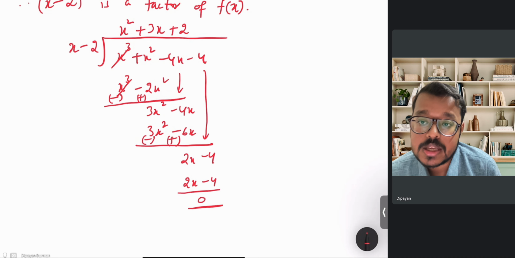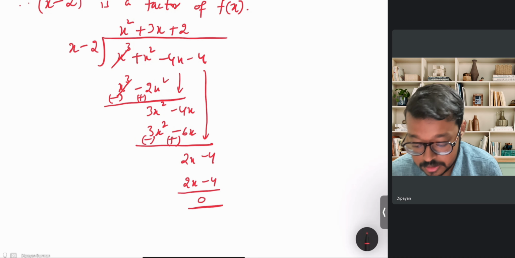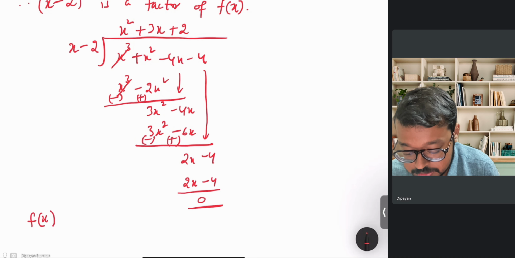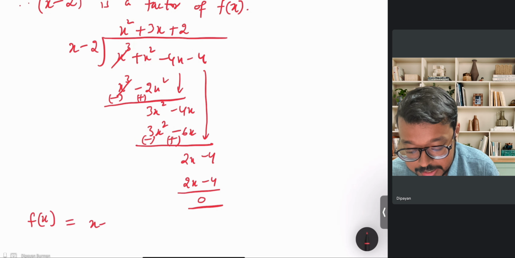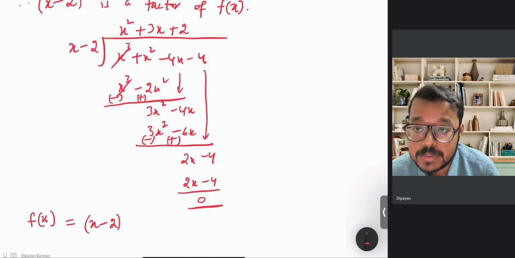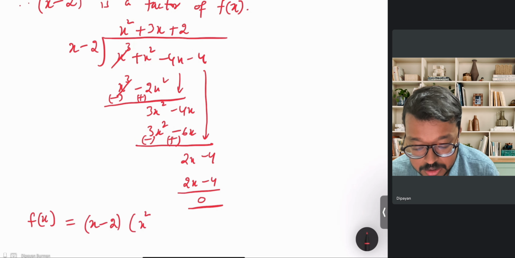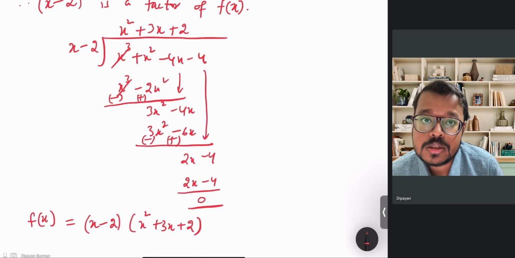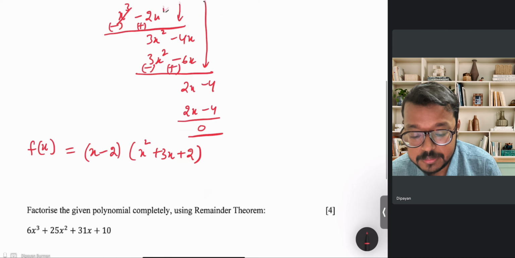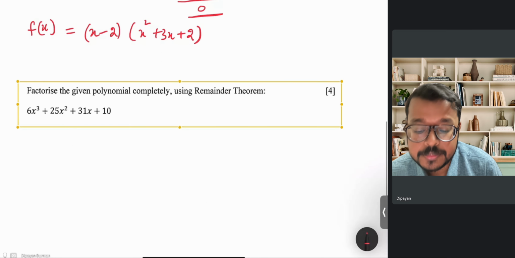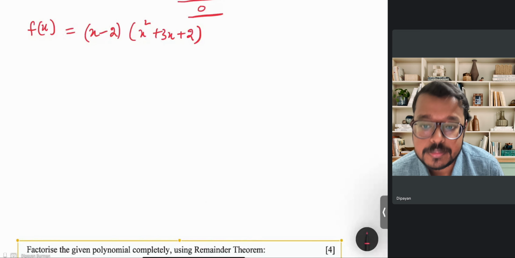So that means after doing this long division, the cubic polynomial f(x) is actually equal to x minus 2 multiplied by the quotient, which is x square plus 3x plus 2. Now this quotient of the quadratic polynomial is x square plus 3x plus 2. I will be able to factorize it by using the splitting the middle term method.